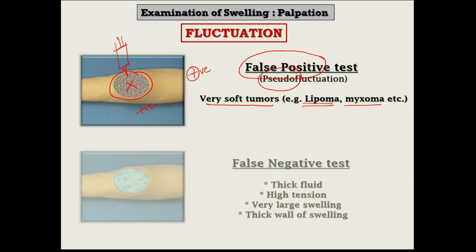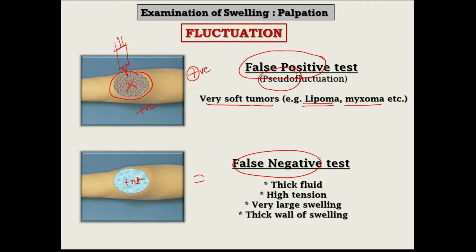Now opposite to it are the conditions where the test is false negative. That means the fluid is present inside the swelling, but the fluctuation test is negative. There can be several reasons for it, like if the fluid is thick or it is under great tension, then in such cases the pressure wave will not be transmitted properly and the test will be negative. Here I must remind you what I had said at the end of my last video, that the consistency of a cyst is variable and it depends on these two factors, thickness and tension of the fluid. So a cyst can be soft or firm or even hard, and terms like cystic consistency should be better avoided.